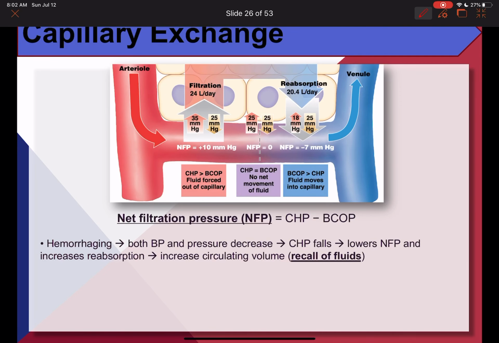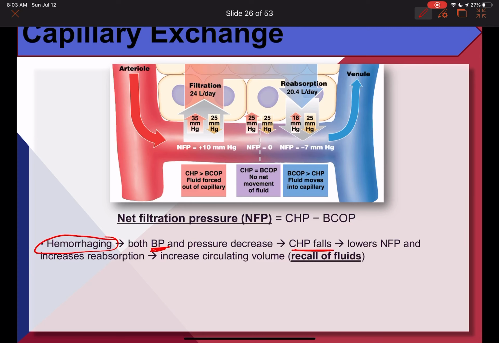So how is this capillary exchange affected under different conditions of the body for homeostasis purposes? For example, what happens if an individual was bleeding profusely and losing a lot of blood volume? Can our capillary exchange help us bring back the homeostasis of blood volume and hence our blood pressure? Well, the first thing that's affected when a person is bleeding profusely is the overall blood pressure. So when someone is hemorrhaging, your blood pressure will decrease, which means your CHP value will also decrease.